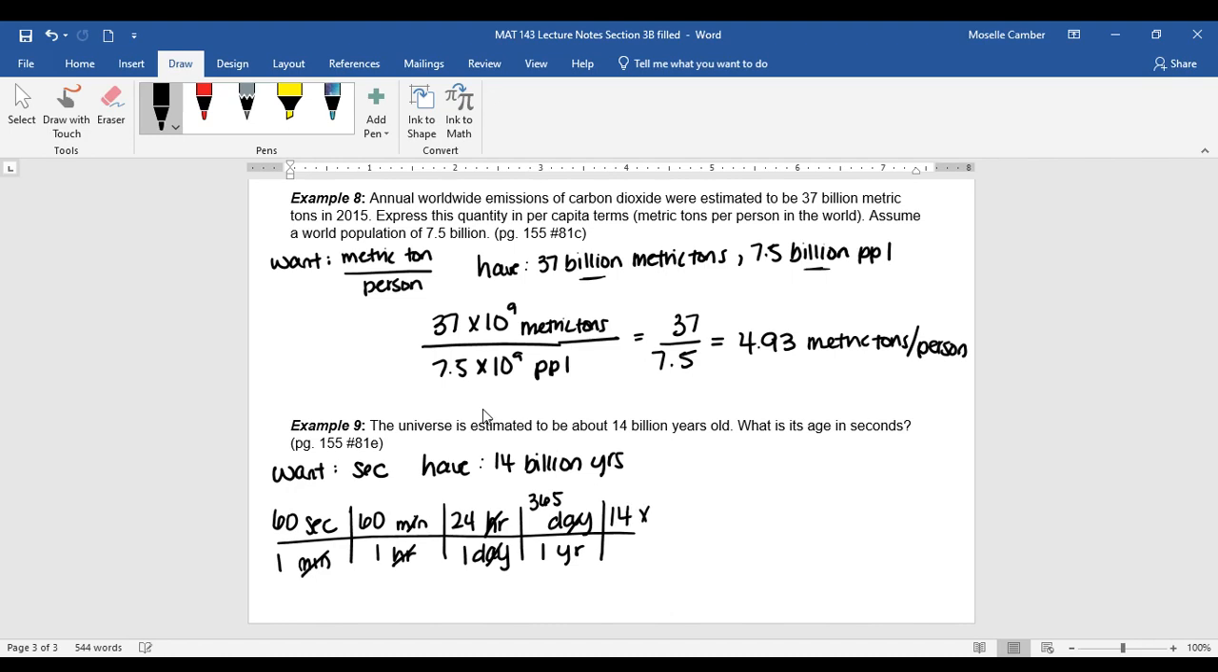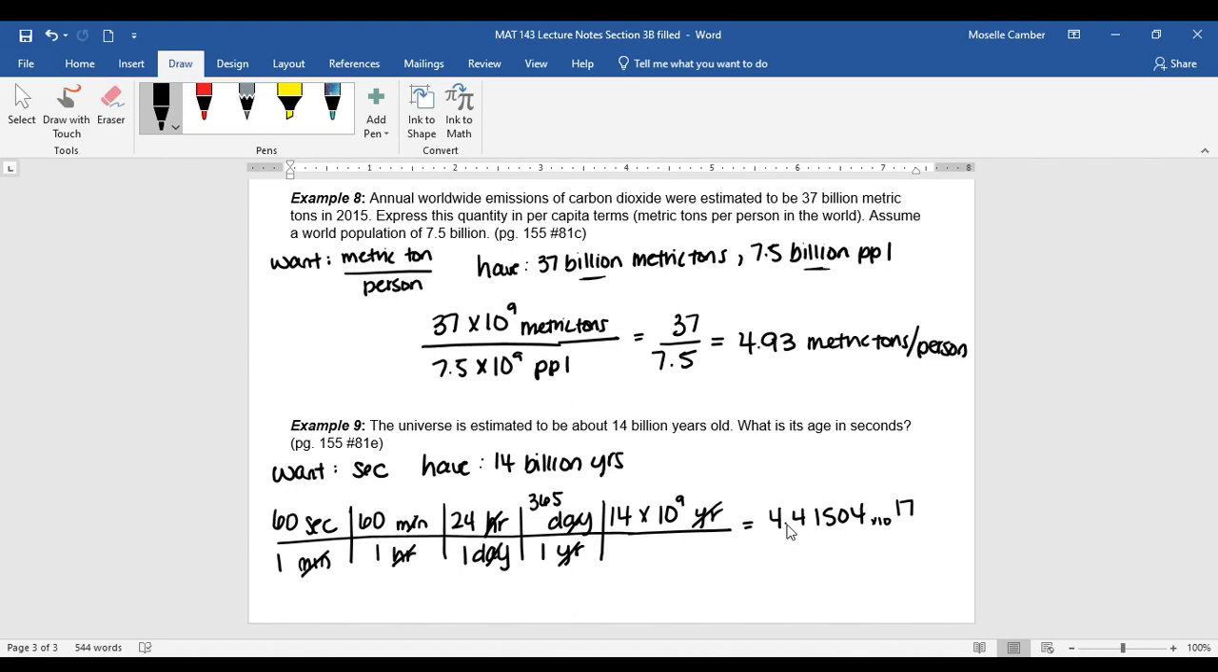So 14 billion is 14 times 10 to the 9th years. And everything's canceled except for seconds. So when you put all this in your calculator, it's going to be such a big number, your calculator is not going to say it. What it will give you is 4.41504. And then if you have the TI-30X, you'll have a tiny little times 10 here. And then it'll say 17.